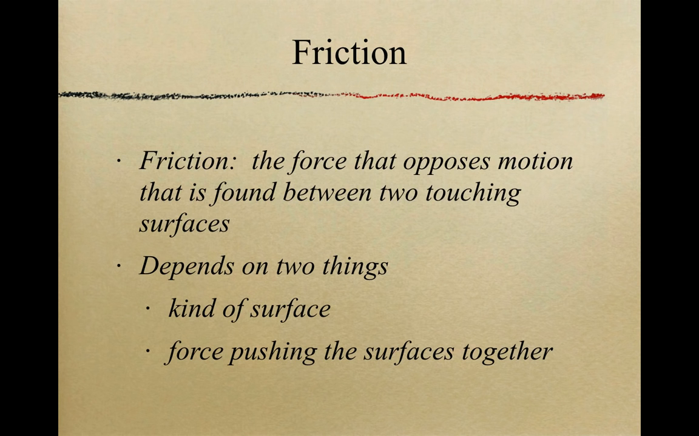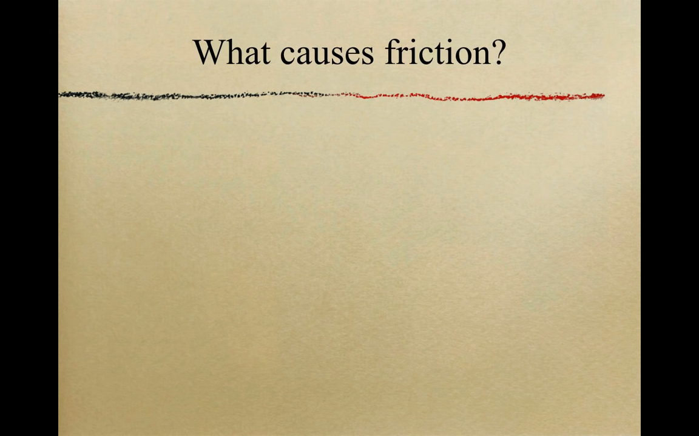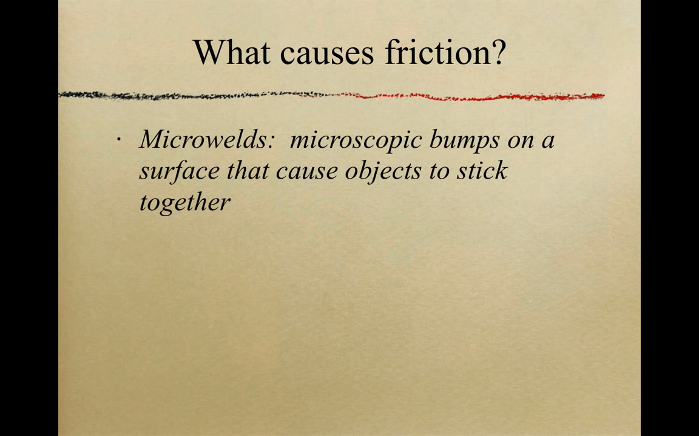If I apply more downward force on the countertop, it's going to be a lot harder for something to slide over the counter. Whereas with just a little bit of force, it's going to be fairly easy for that object to slide over the counter. So what causes this friction? What's going on that's causing these objects to technically stick together? And what it is it's called microwelds. And microwelds are microscopic bumps on a surface that cause the objects to stick together.